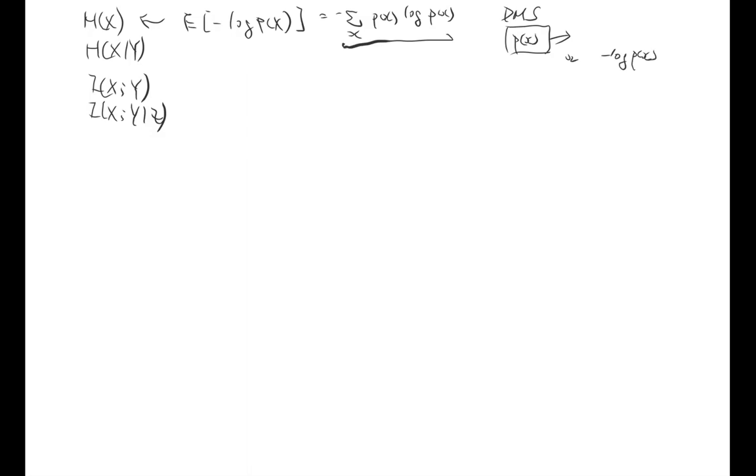So even though sometimes I'm a little bit sloppy when I say this is the amount of information, always think of this as the average amount of information. When you pull out from this source, each time the amount of information can be different.